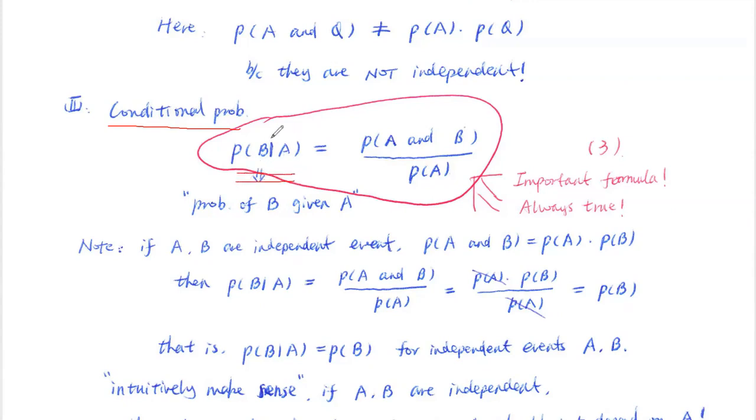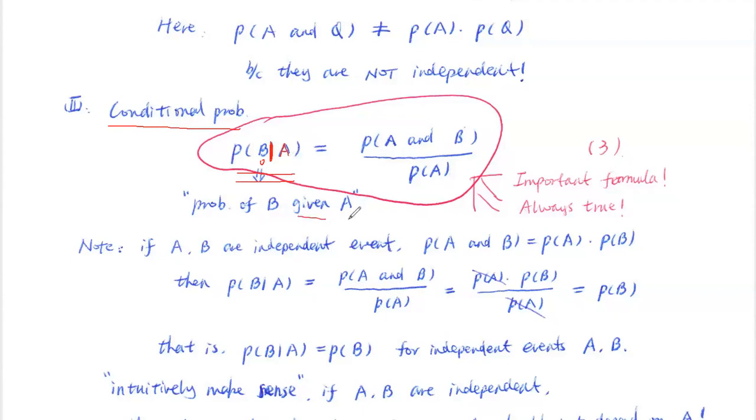How do we read this? We read this as the probability of the event A happening given this vertical bar here. How do we read this formula? It's probably the first time you see this notation. This vertical bar, how do we read it? The probability of the event B happening given A. So read this vertical bar as "given."